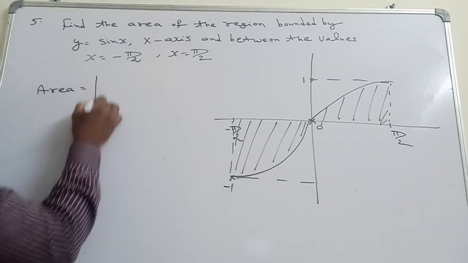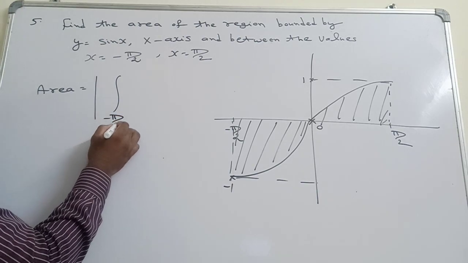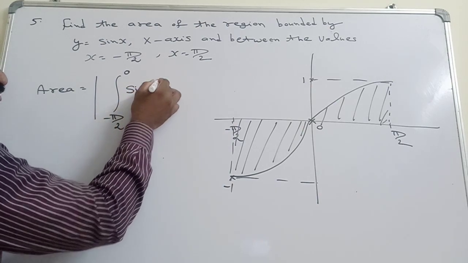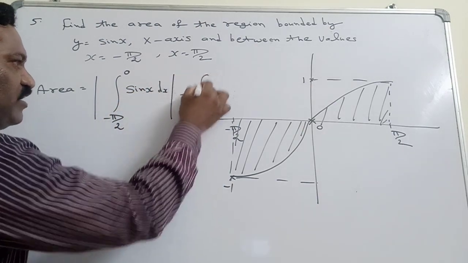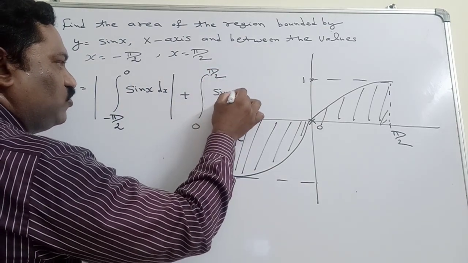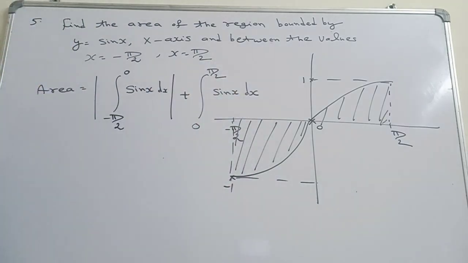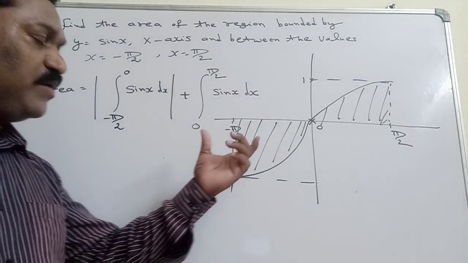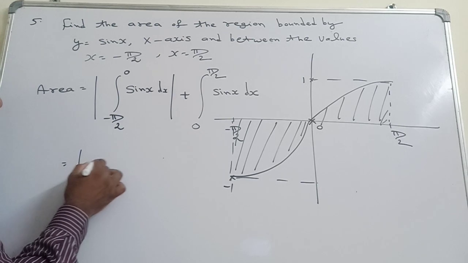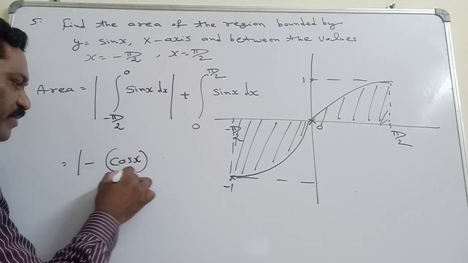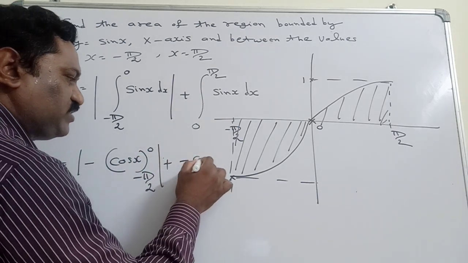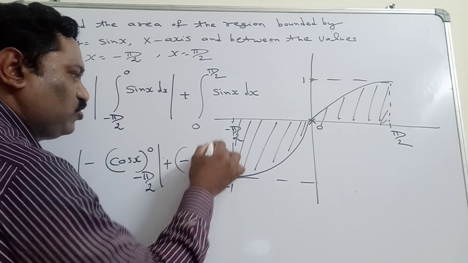That's why the required area is modulus of the integral from minus pi by 2 to 0 of the area under the curve with the x-axis, that is sin x dx. This we have to keep within the modulus, plus the next area that is above the x-axis, so directly you can calculate this area, 0 to pi by 2 of sin x dx. Whenever the curve is available below the x-axis, for that particular area we have to keep it within the modulus. Now the integral of sin x is minus cos x, then keep the limits minus pi by 2 to 0, plus the integral of sin x is minus cos x here, then we keep the limits between 0 to pi by 2.